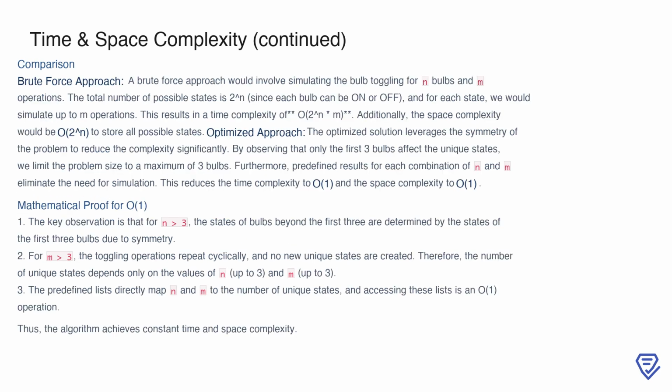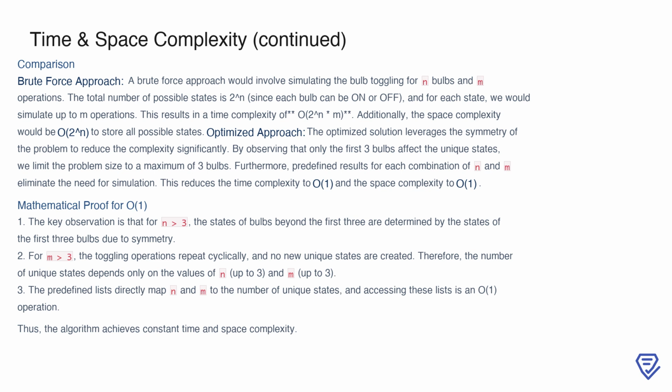When comparing this optimized approach to a brute force solution, the improvements in time and space complexity become clear. A brute force method would involve simulating all possible states for n bulbs and m operations. Since each bulb can be in one of two states, on or off, there are 2^n possible states. For each state, simulating up to m operations would result in a time complexity of 2^n * m. Additionally, storing all possible states would require 2^n space.